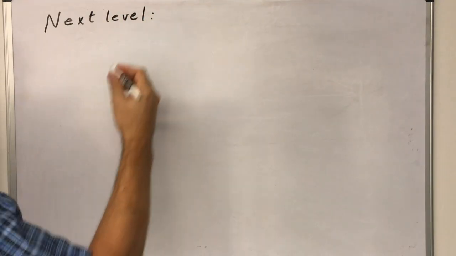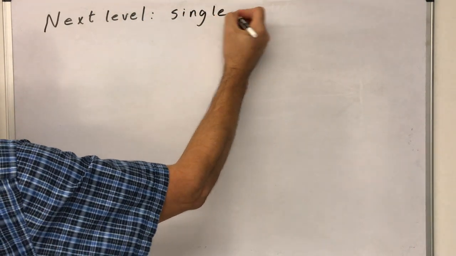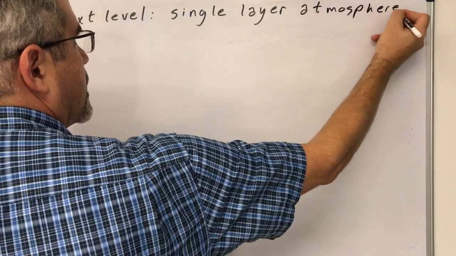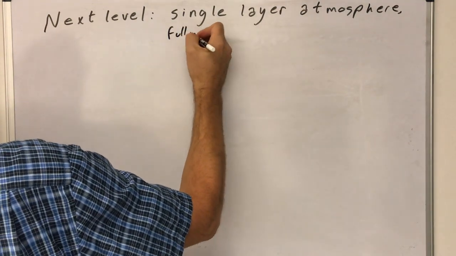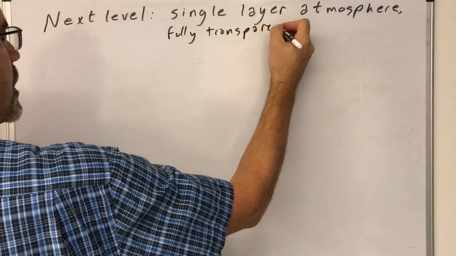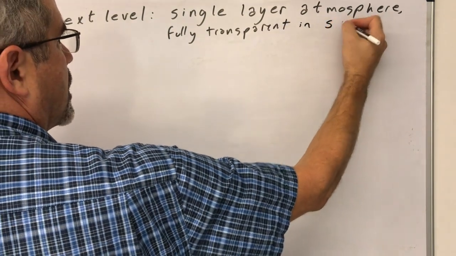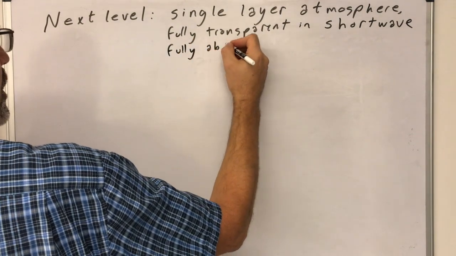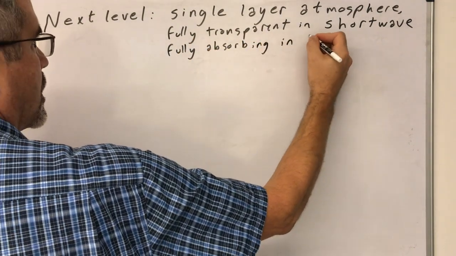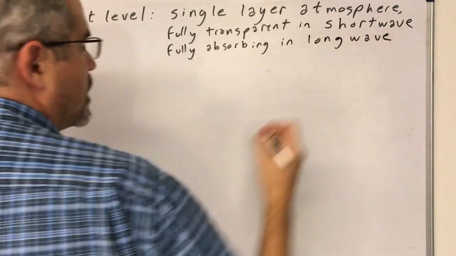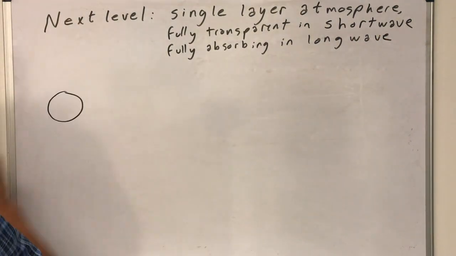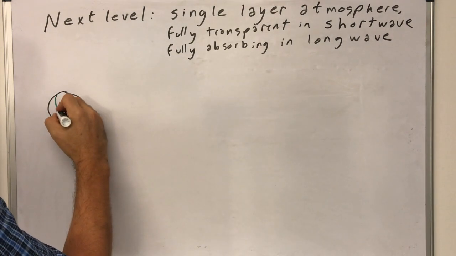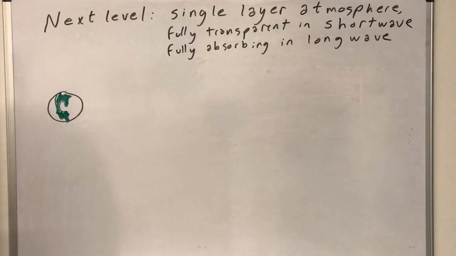So, let's add the next level of complexity to make the model a little more realistic. Let's just ask, what would the temperature of the surface be if the atmosphere were made up of a single infinitesimally thin layer of a perfect greenhouse gas? By perfect greenhouse gas, I mean that, like carbon dioxide, it does not absorb incoming solar radiation because the energy of those photons is too high. We're calling solar radiation shortwave radiation because it has a high energy and so short wavelength. At the same time, a perfect greenhouse gas would absorb all of the incoming infrared radiation, the long-wave radiation.